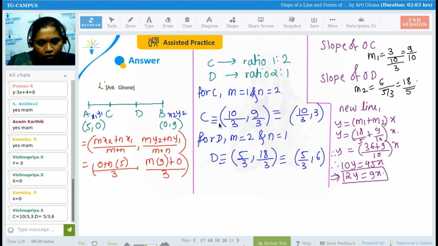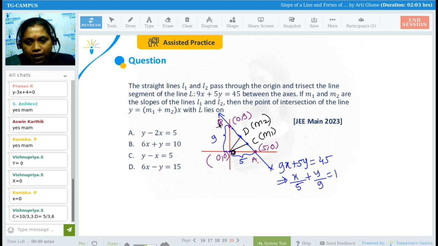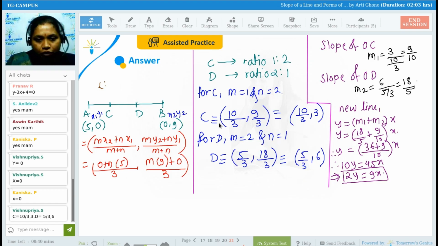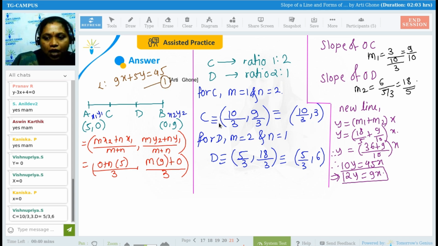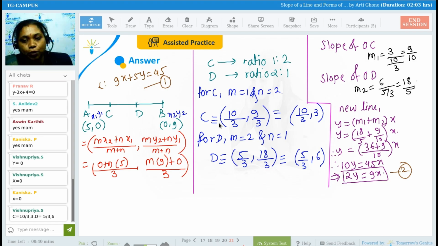So we have the equation of L already given. What is the L equation? 9x plus 5y is equal to 45. This is the equation of line AB or L. This is my equation 1. The equation of the new line we got is equation 2, 2y is equal to 9x, and we want to find out their point of intersection. Clear?